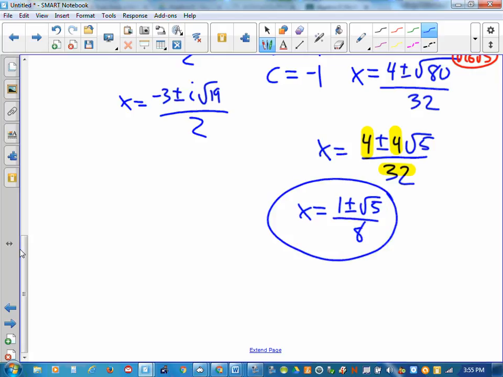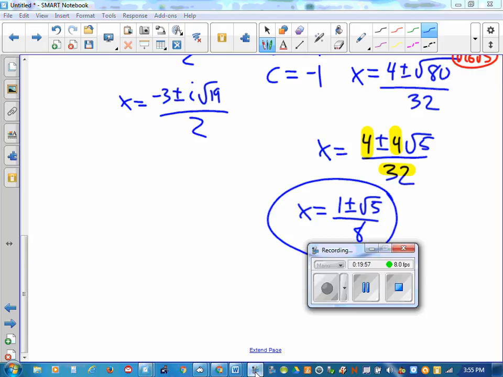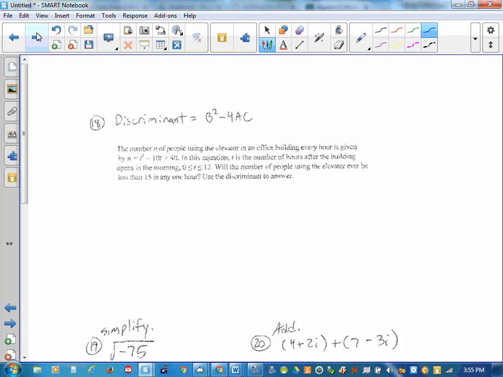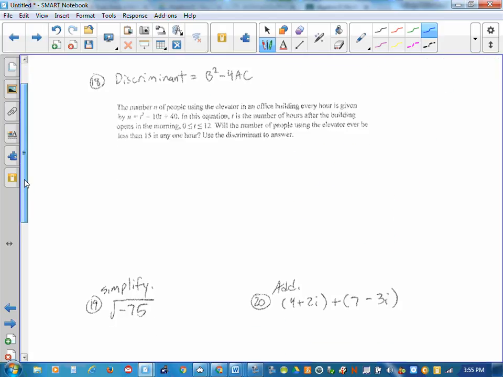All right, number 18. Hang in there, we're almost finished. Number 18 is the discriminant question. It's kind of fuzzy, so you're going to have to look off your paper, because it's hard to see for me since I scanned it and then ran it into this program here. What it says is, t squared minus 10t plus 40 represents the number of people in the elevator. Will that ever reach less than 15?